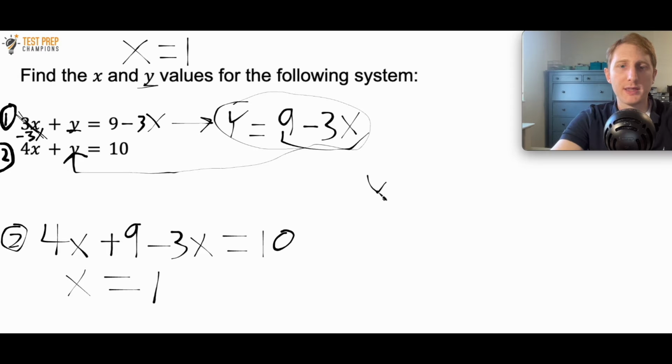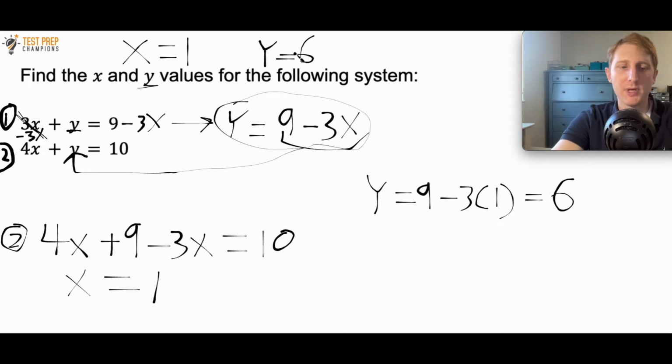So let me rewrite this here. So y equals 9 minus 3 times 1. And 3 times 1 is just 3. So what is 9 minus 3? 9 minus 3 is 6. So I find that y equals 6. So my two answers here are x equals 1 and y equals 6.